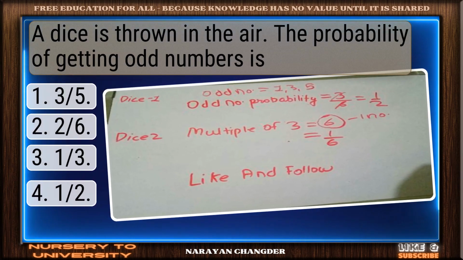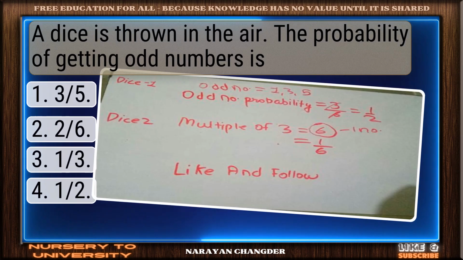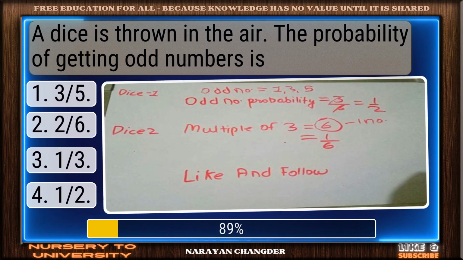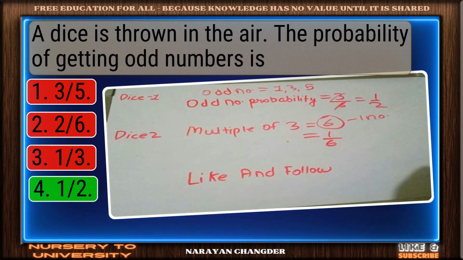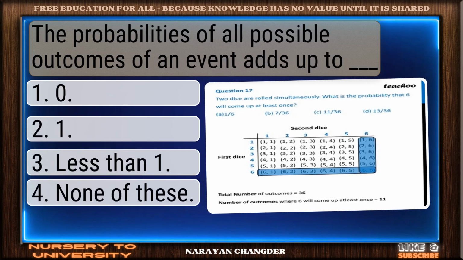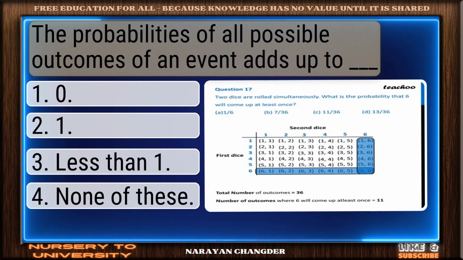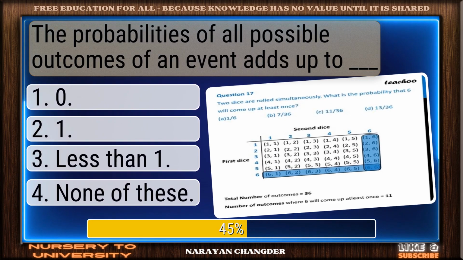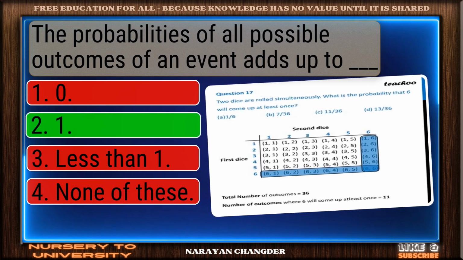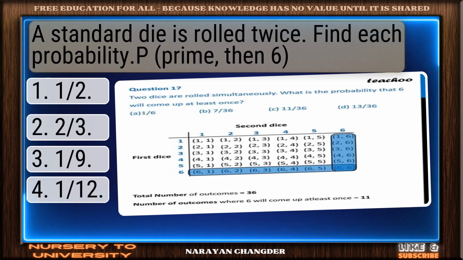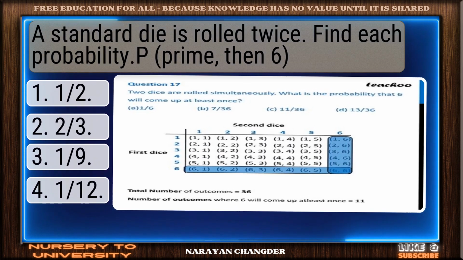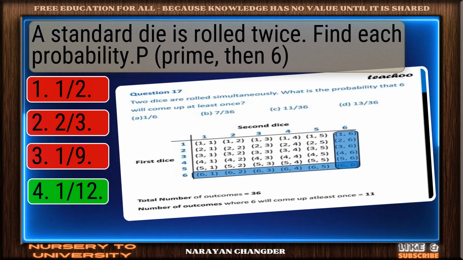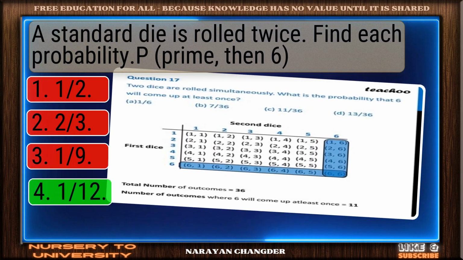A dice is thrown in the air. The probability of getting odd numbers is? Correct response. 1 by 2 is accurate. The probabilities of all possible outcomes of an event adds up to dash. You chose 1. Correct. A standard die is rolled twice. Find each probability. Right choice. 1 by 12 is best.